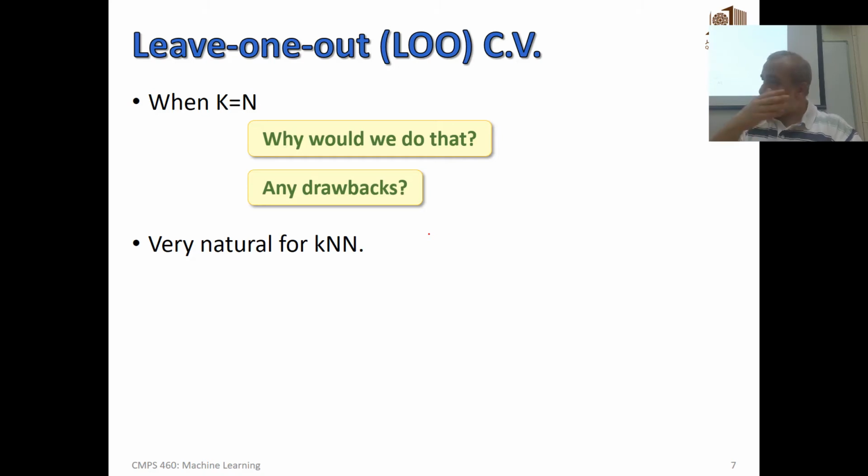Good point. In this case, it's better just to train on the entire data set. That's usually what we do at the end. After you get the values of the hyperparameters, you just train on the entire training set. Okay. Good question. Any other questions?